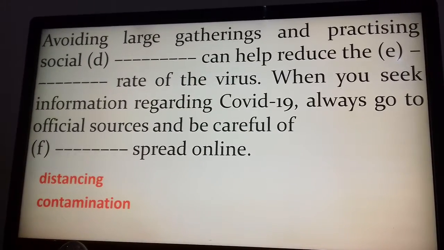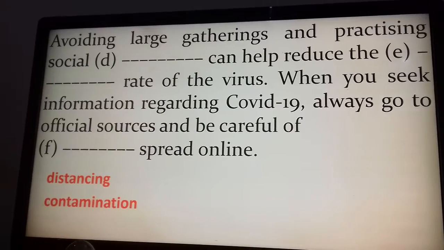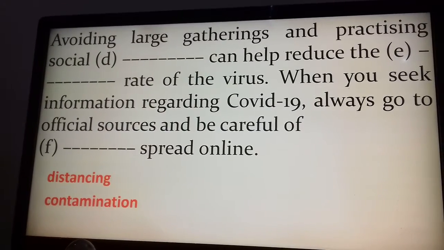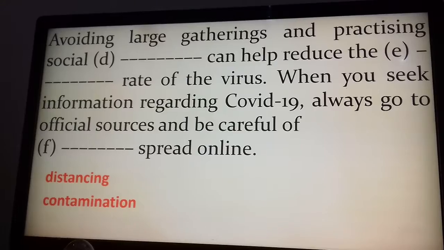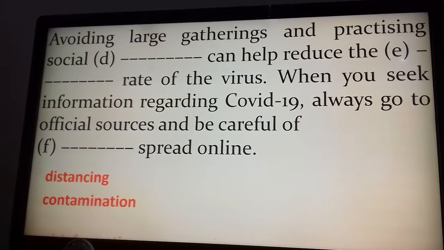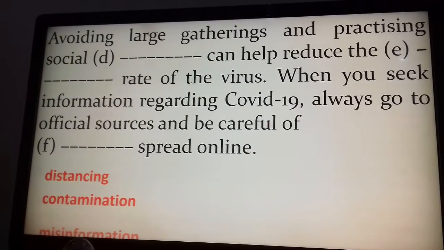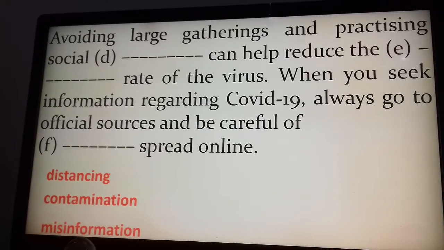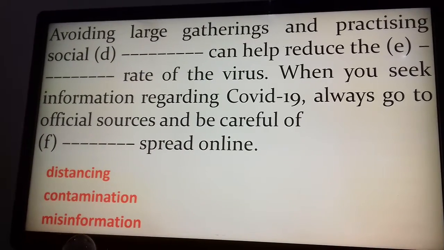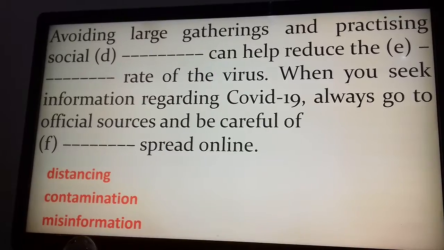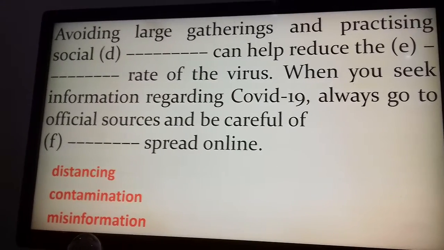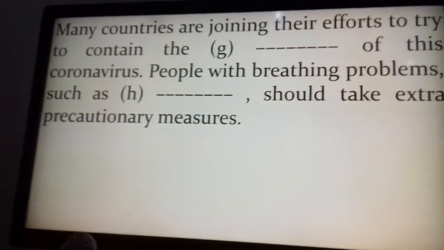So the next word, please go on. Yes. Careful about. Be careful about misinformation spread online. Okay. All right. I hope you find the correct words. And now we'll move to the rest of the text because you have many parts. So go on with me, my dear listeners.